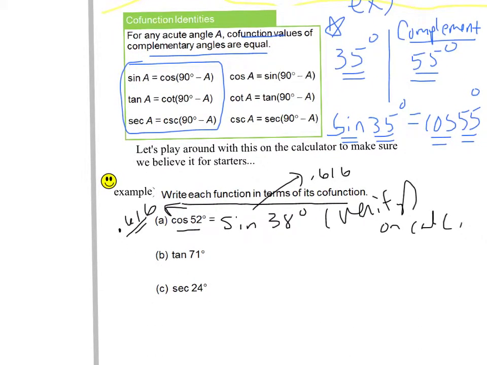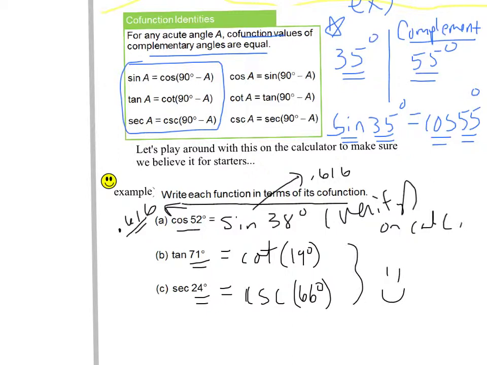Tangent of 71. Well, the cofunction for tangent is cotangent. And then, after we get that, then we say, well, what's the complement of 71? 19 degrees. Good, let's keep playing. Secant. Well, what's the cofunction for secant? Cosecant. Right? And then you ask yourself, and what's the complement for 24? So whatever 90 minus 24 is, which is 66. And again, all of these things you could easily verify on the calculator.